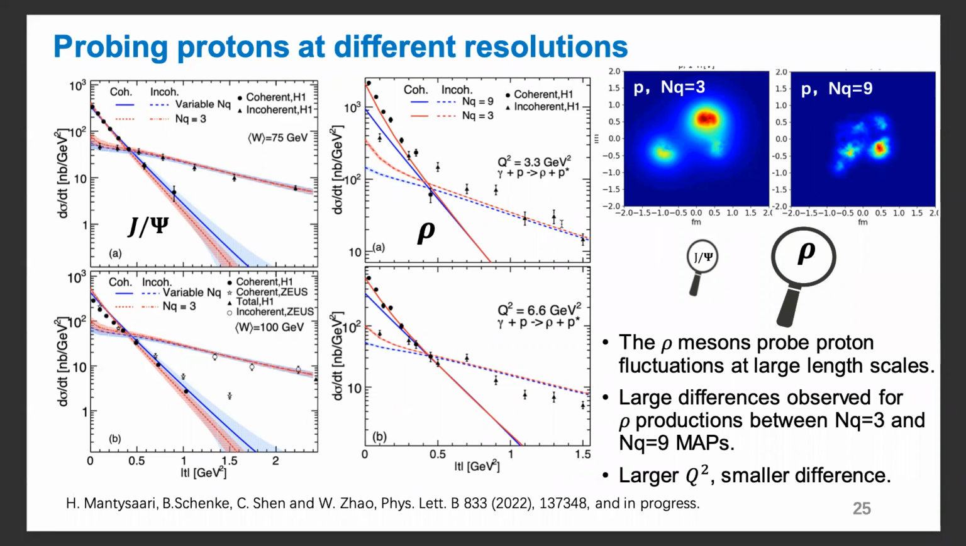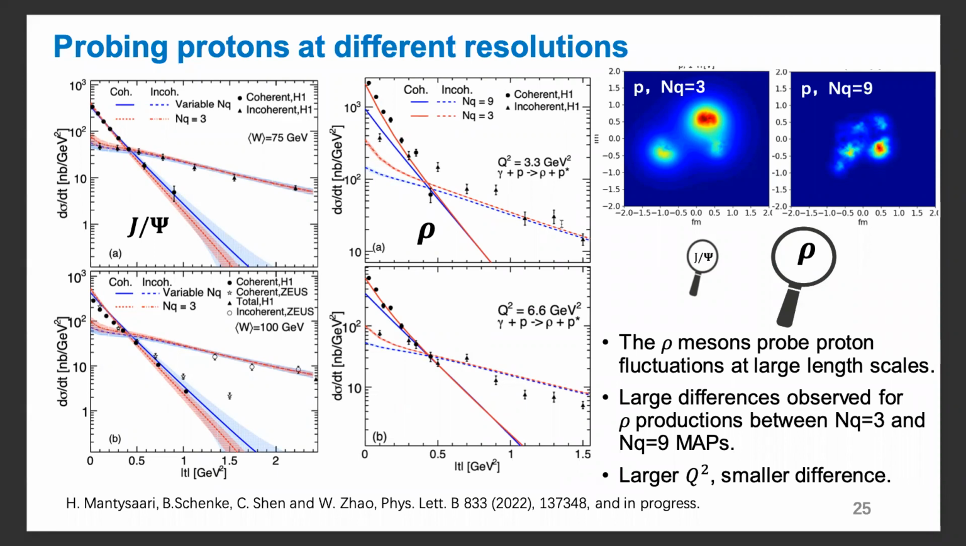For example, we can clearly see the difference of the rho productions with these two MAP parameters. Let me remind you again that these two MAP parameters have no difference on GPSA productions, but we can see a difference of the rho productions at Q squared 3.7 or 6.6 GV. This is because the rho can see the larger scale compared to GPSA of the configurations, so the rho productions can capture the difference between these two configurations.